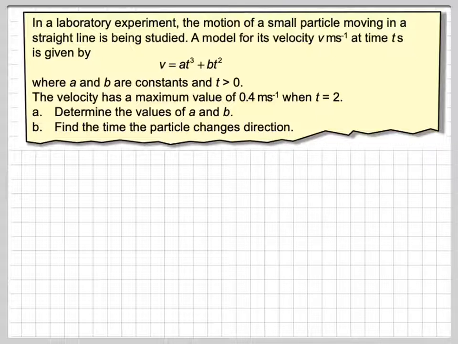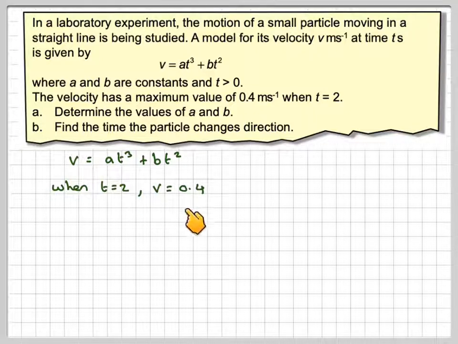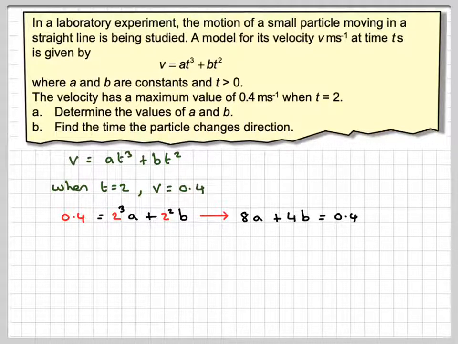So first, finding a and b. If we write that out, we have a bit of information: when t is 2, v is 0.4, so we'll put that in here. But we will need another equation because we've got two unknowns, a and b. So 0.4 will be 2 cubed times a plus 2 squared times b. So that gives me 8a + 4b = 0.4.